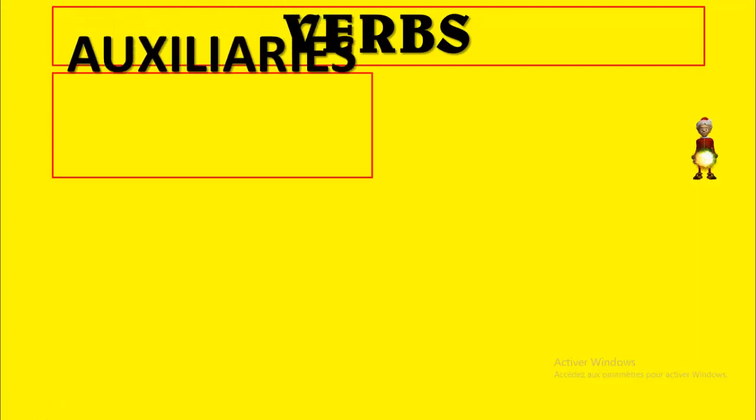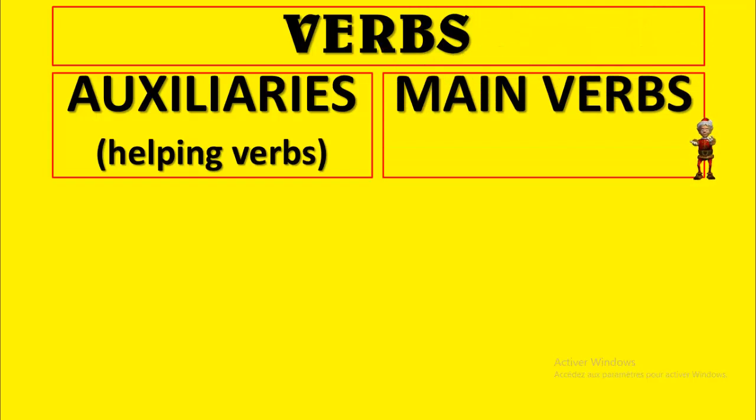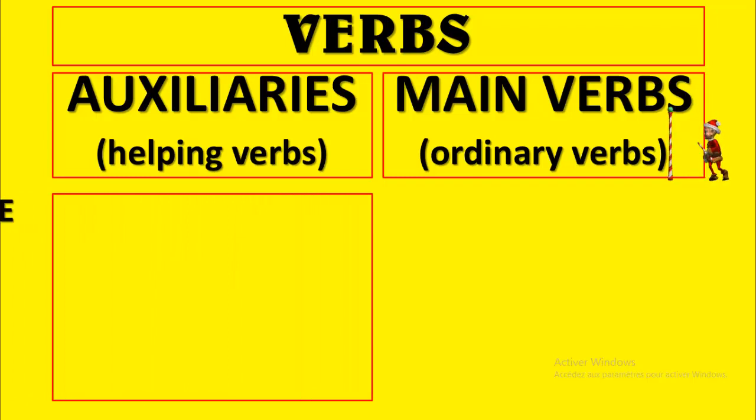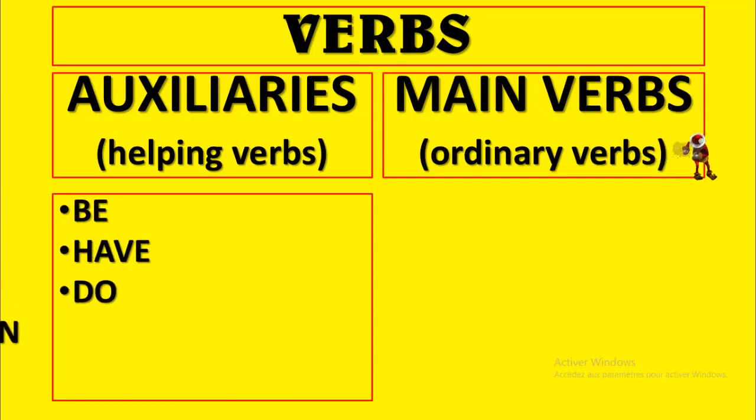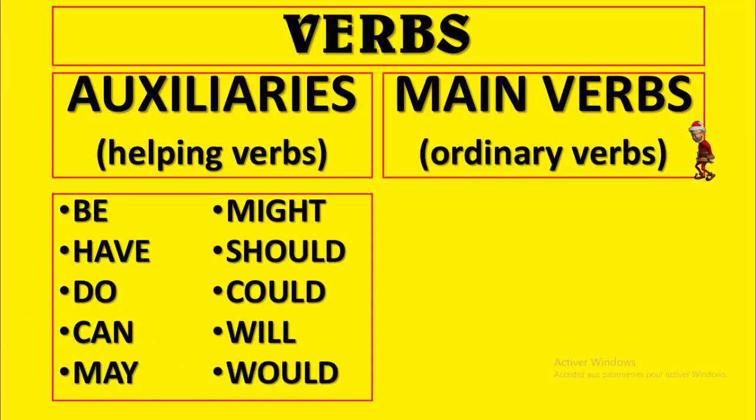Verbs. Examples. We have auxiliaries, also called helping verbs. We have also main verbs, also called ordinary verbs or full verbs. So two groups of verbs in English. The first group, we have auxiliaries like be, have, do, can, may, might, should, could, will, would. Be careful, don't say should, would, could. Should, would, could, the L is silent.